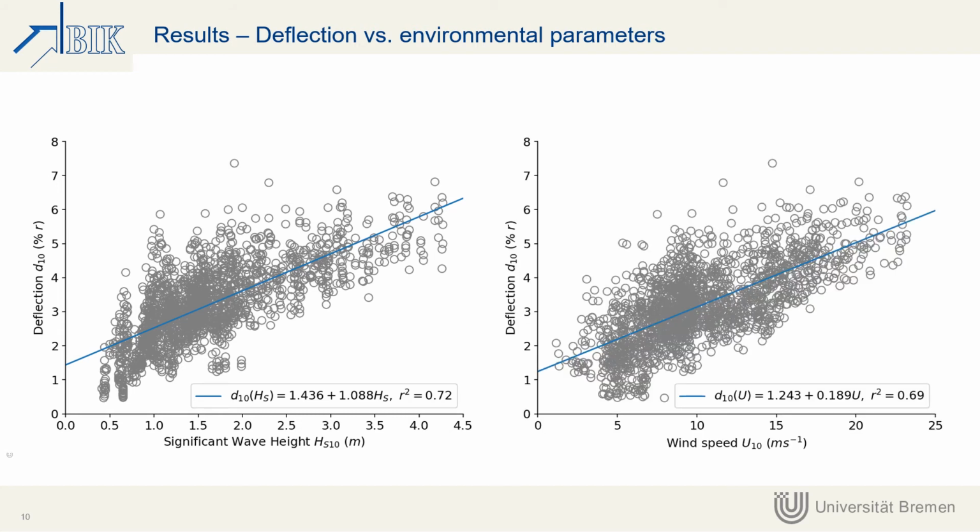On the right-hand side, the 10-minute mean deflection as a function of the wind speed is shown. Again, we fitted a linear function to the data, which also shows a mostly linear relation.